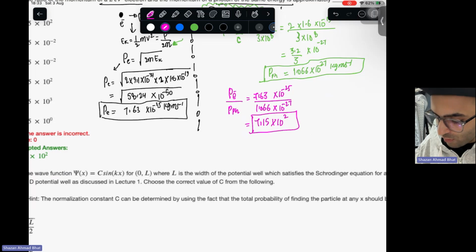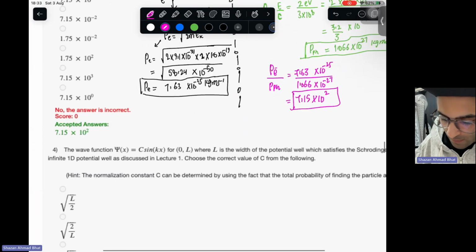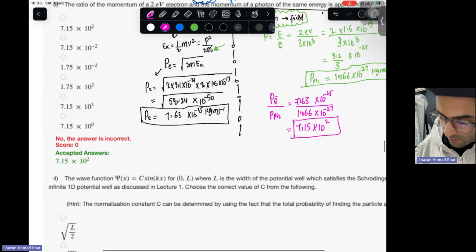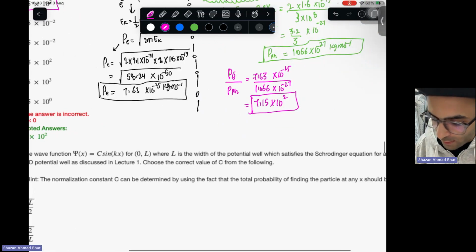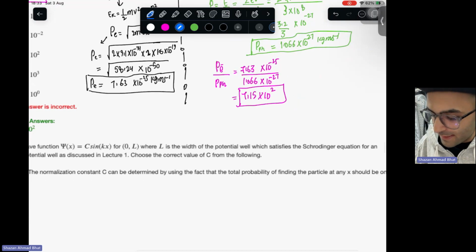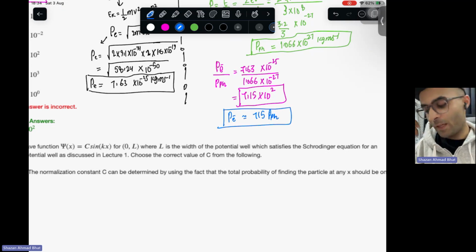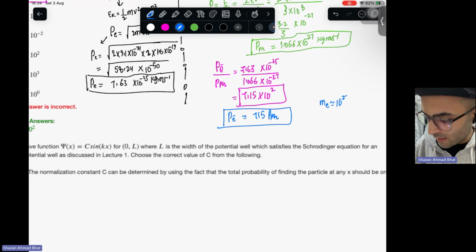So this is the ratio of the momentum of the electron. It's approximately 7.15 into 10 to the power 2. So this is the answer of this question. So note that the electron momentum is approximately 715 times the photon momentum. It's a very huge increase in the momentum. Why? Because just like I told you, electron has some physical mass, even though the mass of the electron is of the order of 10 to the power minus 31 kgs.